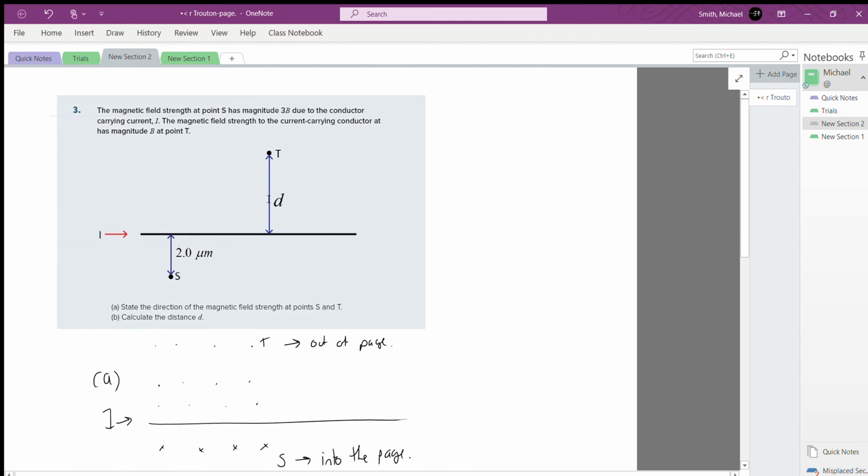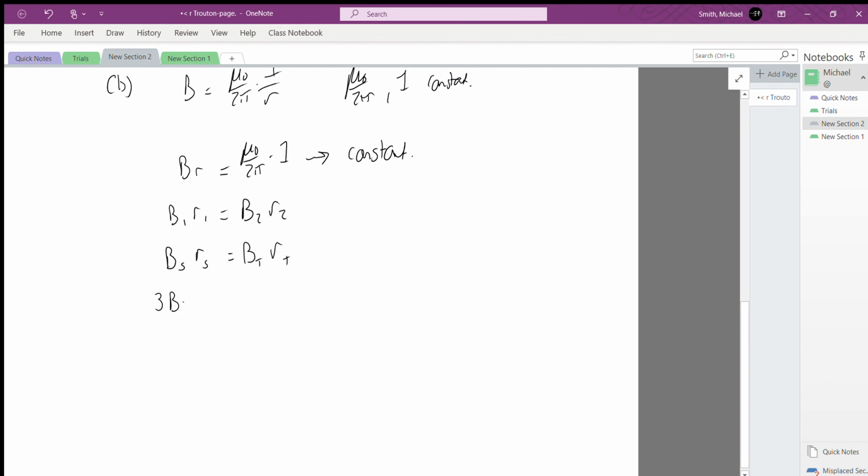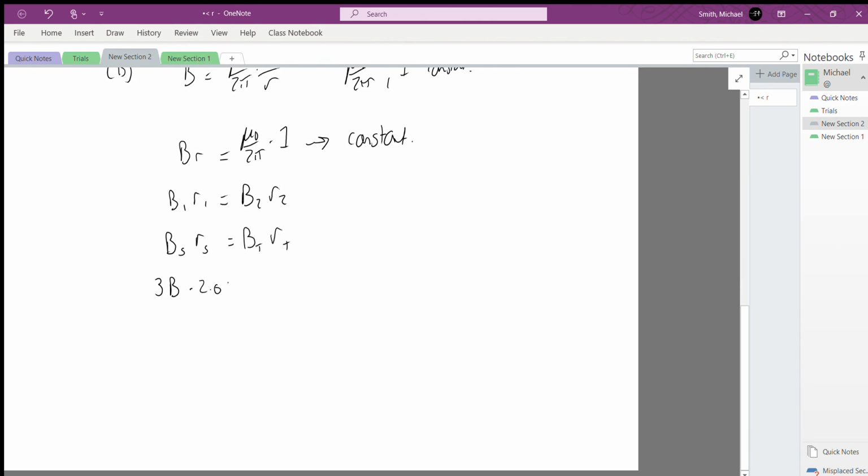Now we can just substitute what we're given. We're told in the question that at S the magnetic field strength is 3B, and at T the magnetic field strength is just B. So we can put these values in: 3B multiplied by that distance, which is 2 micrometers, equals B multiplied by the distance to T. So straight away the magnetic field strength values cancel out, and it's easy enough to calculate the distance to T. It's just 3 times 2 micrometers, which would be 6 times 10 to the power of minus 6 meters, which we'll write as 6 micrometers.